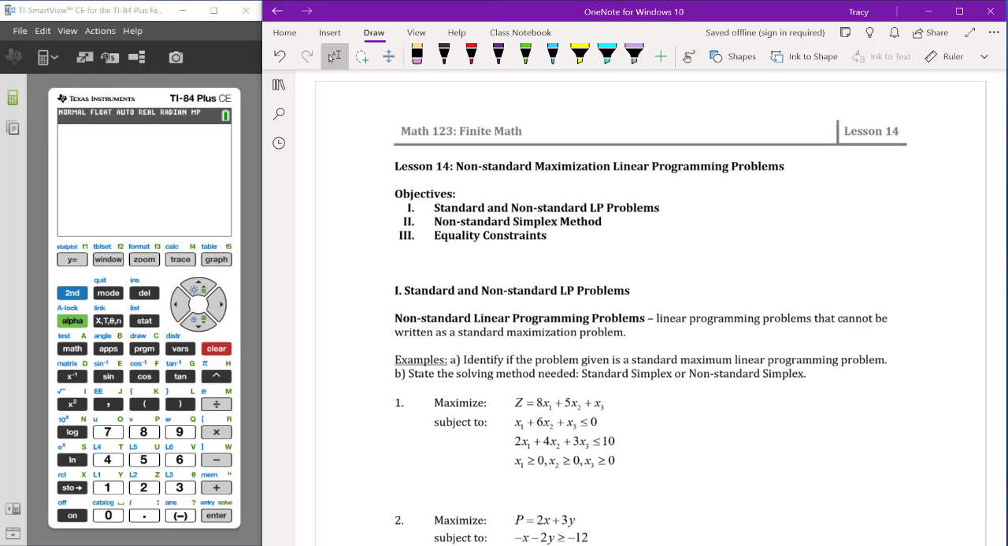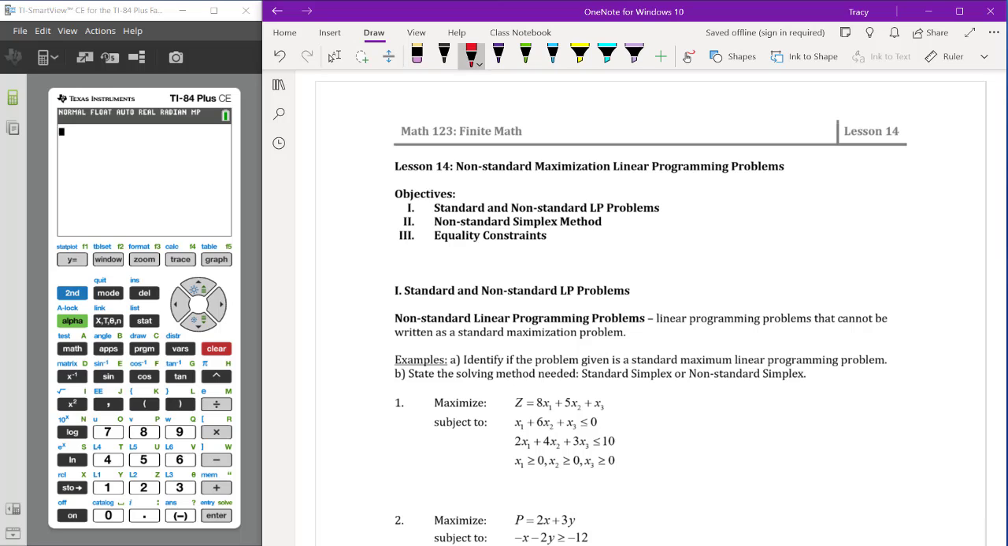So for our examples, first we want to identify if the problem given is a standard max linear programming problem, and then state the solving method, either standard or non-standard simplex. It goes along with the name. If we have a standard max problem, we use the standard simplex. If we have a non-standard problem, then we use the non-standard simplex.